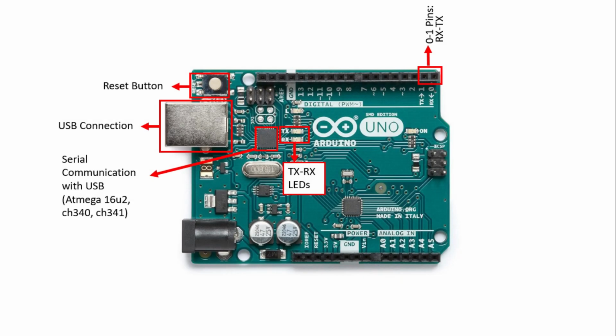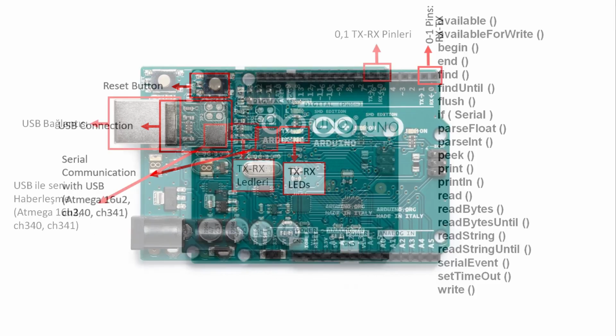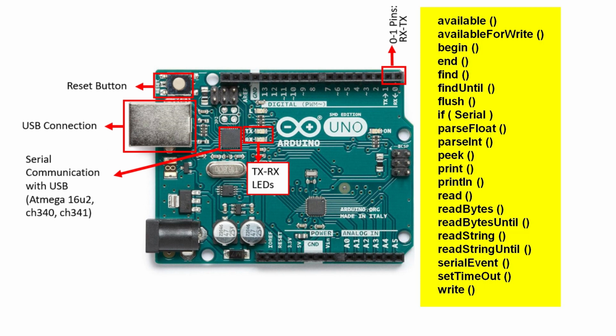In Arduino UNO, like in other boards, digital pins 0 and 1, namely RX and TX pins, are dedicated for the serial port. These pins are also connected to the USB port, which facilitates communication between Arduino and the computer. There are various commands utilized for serial communication, as shown on the screen. We will only use 3 of these commands in today's lesson, but we will see the other commands in our future lessons.